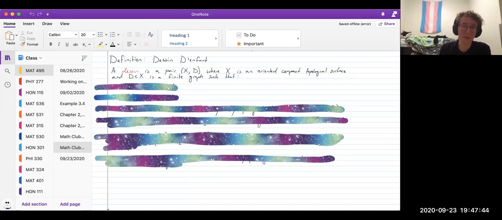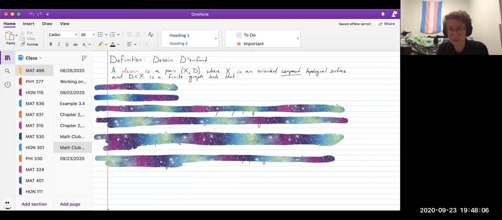A dessin is a pair (X, D), where X is an oriented compact topological surface, and D is a subset of X that is a finite graph. So before I move on with the rest of the conditions of this notion, we'll break down what this means.